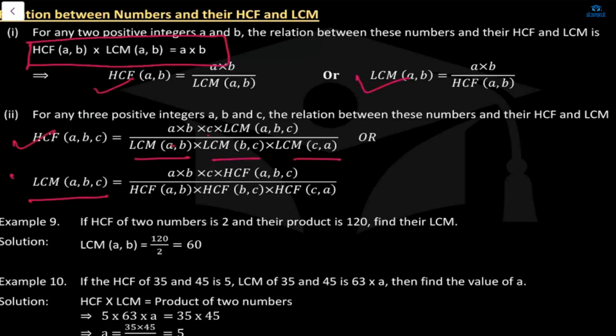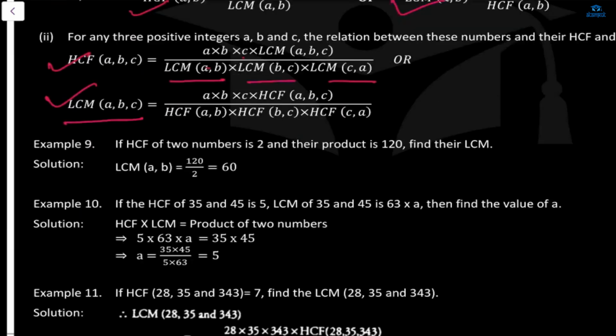If you remember the formulas, the only main formula is this one. If you remember this, you can transform it for just this or just that. And when you are having three numbers, you have to remember the formula, then just put the values and find the answer. For example, here the HCF of the two numbers is 2 and the product is 120. Find the LCM. So LCM will be the product divided by HCF. The product is already given, 120 upon 2, so it will be 60. Got this?